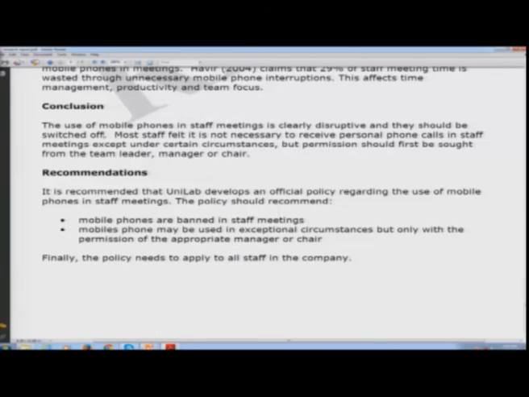It is recommended that Unilab develops an official policy regarding the use of mobile phones in staff meetings. The policy should recommend mobile phones are banned. Mobile phones may be used in exceptional circumstances, but only with the permission of the appropriate manager or chair. Finally, the policy needs to apply to all staff in the company. So, the report ends with a strong recommendation.